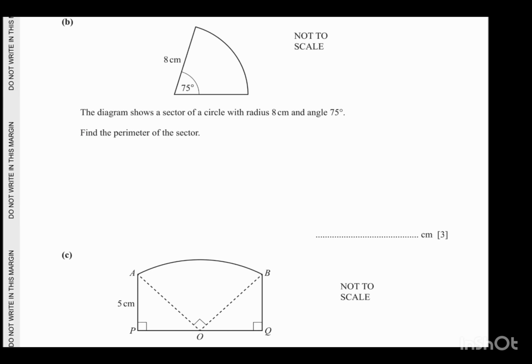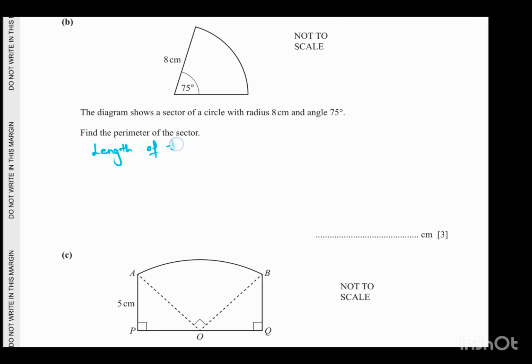Same question 7b. There is a sector given here. The diagram shows a sector of a circle with radius 8 centimeters and angle 75 degrees. Find the perimeter of the sector. So for finding the perimeter of the sector, you already know these two sides, they are the radius. We need to find this curved length. That means it is the length of the arc.